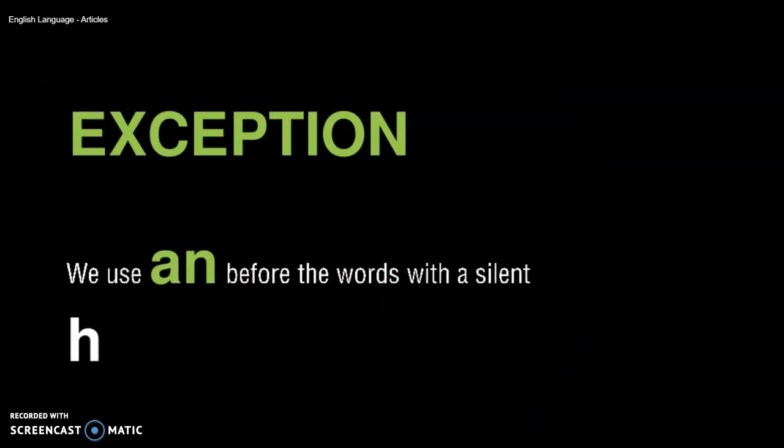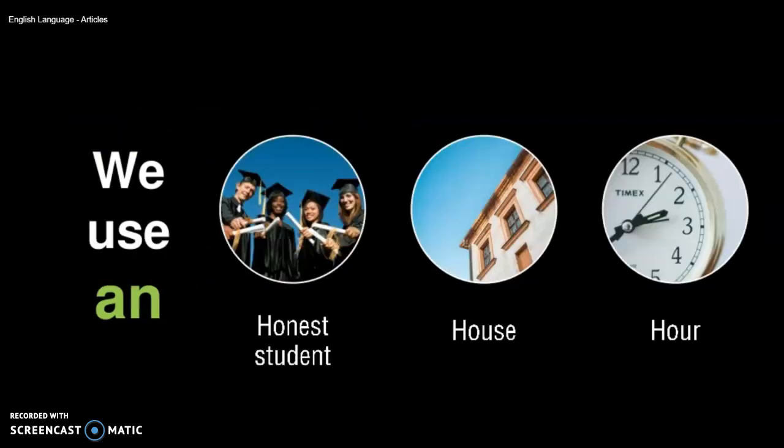There is an exception. We use "an" before the words with a silent H. So let's take a look at that. An honest student, a house, an hour.